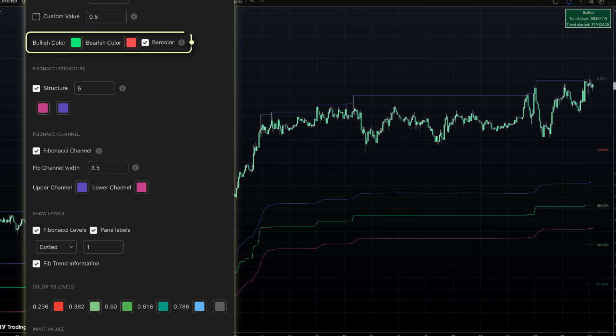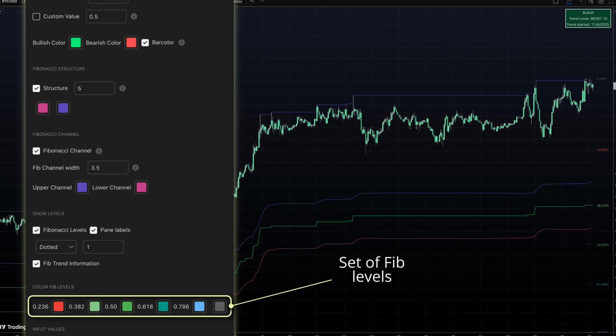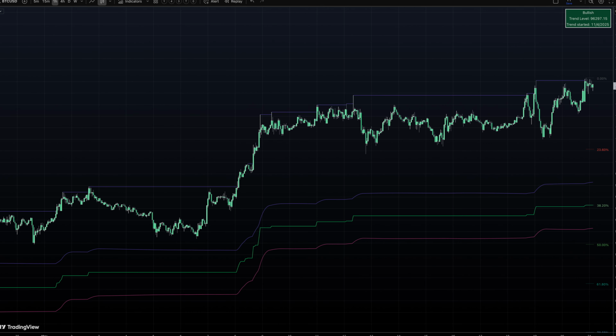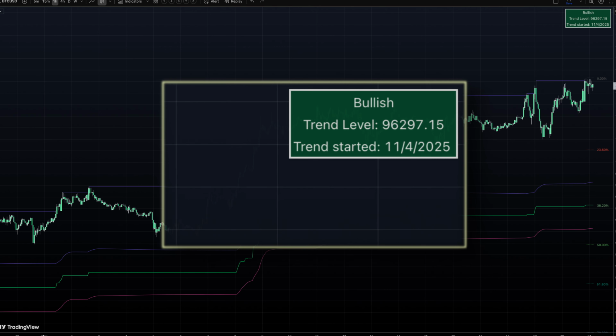The visual elements include color-coded price bars based on trend direction, structure labels at reversal points, and a comprehensive set of Fibonacci levels that provide potential targets and entry zones. An information panel displays the current trend status, price level, and trend start date for quick reference.